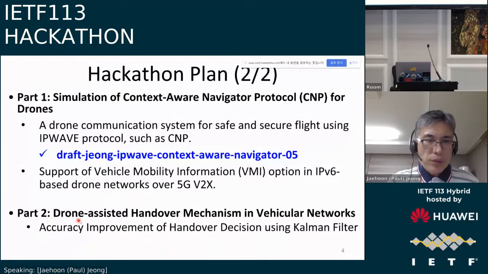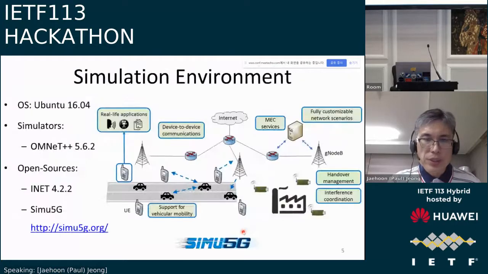Secondly, in the drone-assisted handover mechanism case, the basic goal is to improve the accuracy of the handover decision using a Kalman filter. Basically, using the beacon message from the gNodeB or the base station, we can decide the handover time, considering the signal strength from the previous base station and the new base station over the drone. Drone, remember, is a moving base station.